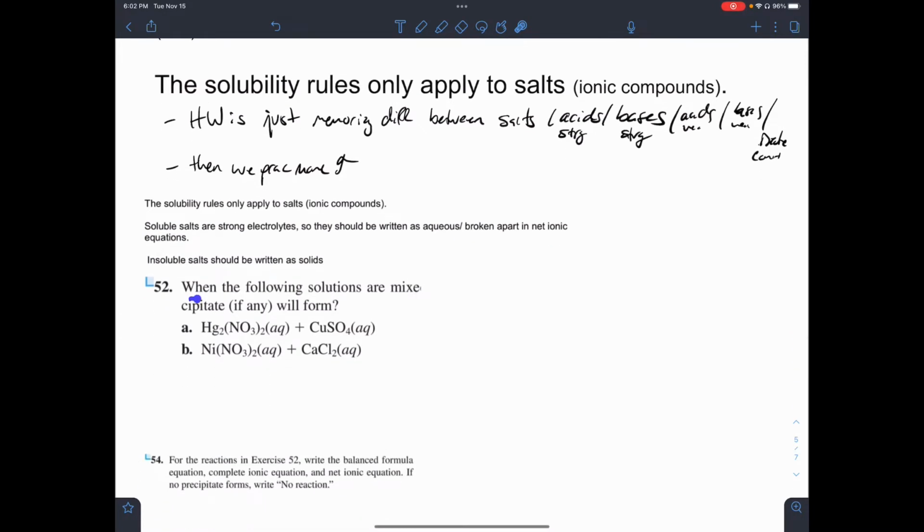So the first problem here says, when the following solutions are mixed together, what precipitate, if any, will form? So we can see that the two things that are mixed together are written here. It's our job to figure out what the products are and if either of them will be a solid based on the rules. This is a double replacement reaction, which means I'll put the cation of one with the anion of the other, and the cation of the second one with the anion of the first one.